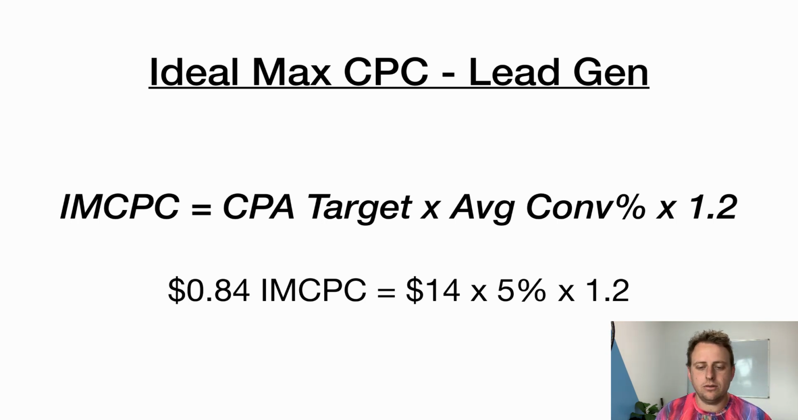So our ideal max CPC in this scenario ends up being 84 cents. So I know now if on these ads and on the keywords I'm targeting or whatever it might be, I'm bidding 84 cents at a 5% conversion rate and my conversion rate is steady, then I will produce leads for $14. And this is an important number to know when you're doing lead generation ads.